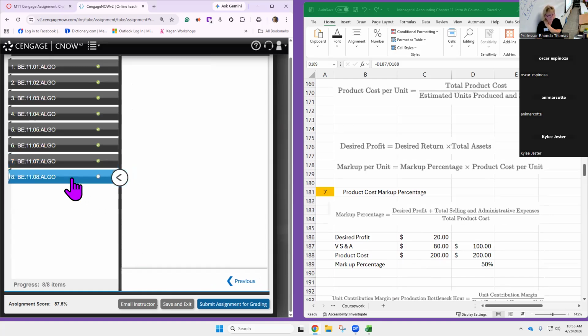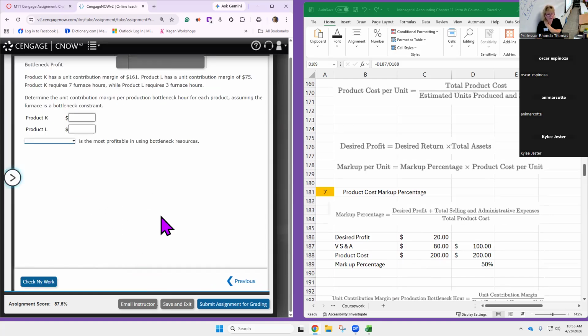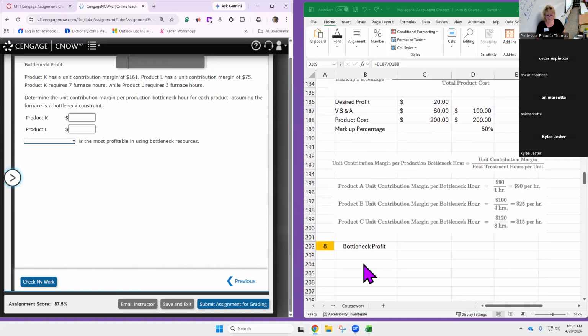All right, last one. Here is a constraint or a bottleneck profit. I think that sounds kind of funny. Here's a couple of things about that. So it says we've got product K and product L. Okay, so I'm going to put both of those down. This is our last one. Okay, so product K, and product L.